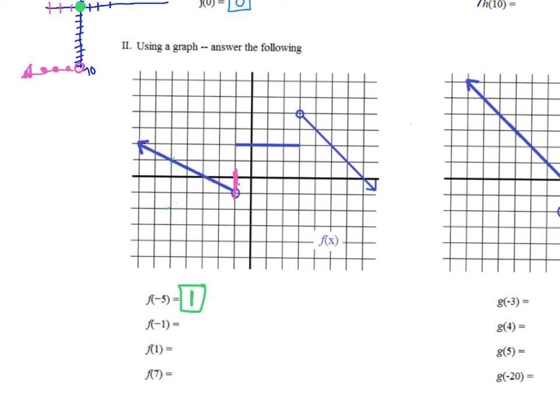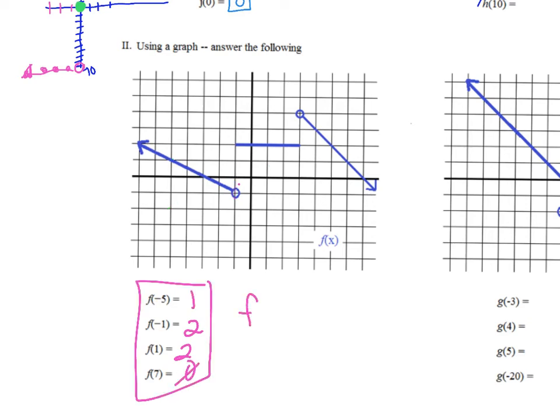Now for 1, for part 1, at 1, if I look at the graph, I'm actually at 2 again. And you can see that because if I'm at 1, I'm up 2 right here. Now for part 7, 1, 2, 3, 4, 5, 6, 7, I'm here, which is 0. So that's where the graph is crossing, 7, 0. So the answer would be 0.